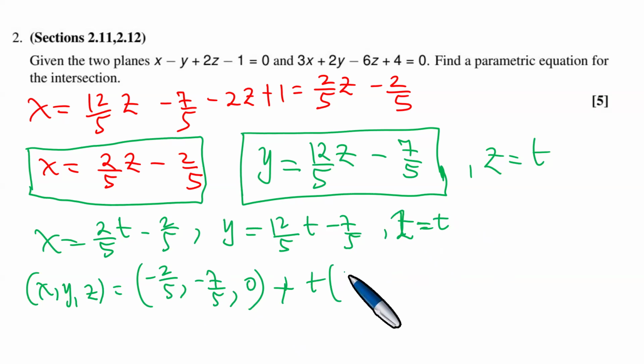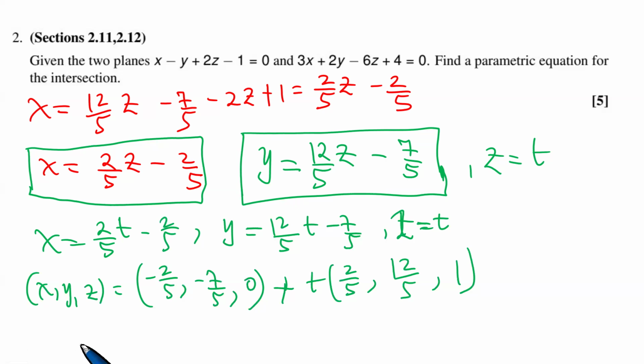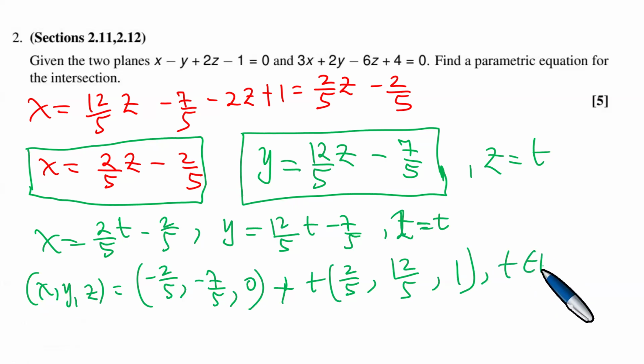If we pull out t here, which is 2 over 5, and then it is 12 over 5, and this is 1, and this is multiplied by t. We can see the t there, and this t is a parameter. At this point, what do we have? This is actually exactly the answer we got using the other method.